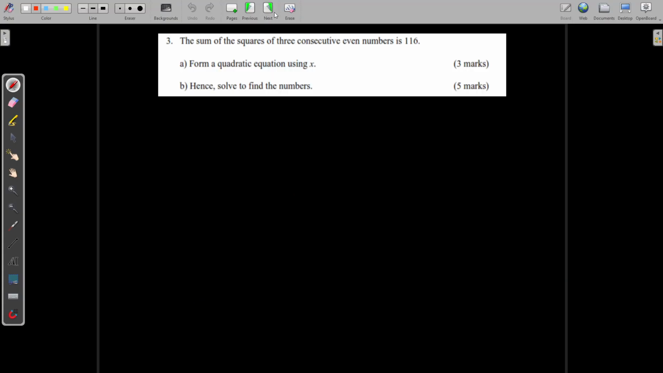Alright, so let's take a look at the third question. This one says that the sum of the squares of 3 consecutive even numbers is 116. Form a quadratic equation using x, hence solve to find the numbers.